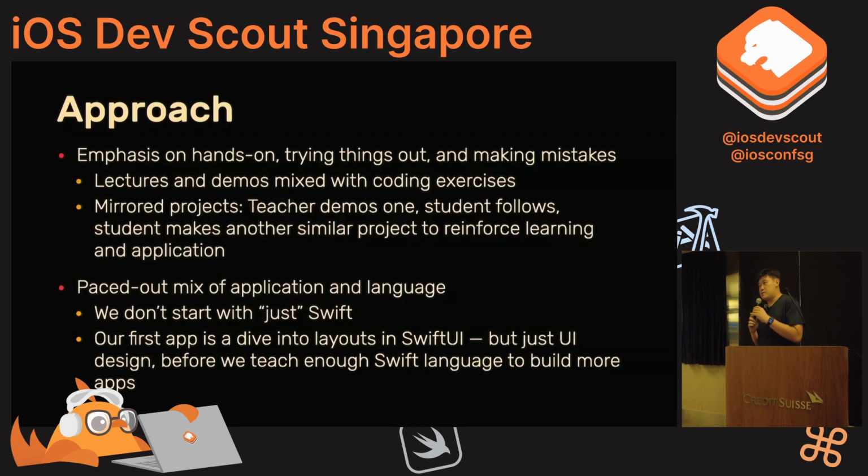And so our approach is, we try to give students hands-on experience, right? Let them try things out, make mistakes, make sure there are a lot of coding exercises. We try to create projects where we create one thing, and then the student follows, and then they make a similar project to reinforce the learning and apply on their own. All right? We try not to start with just Swift, right? Our first lesson isn't just, oh, here's a variable, here's a constant, here are types and things like that.